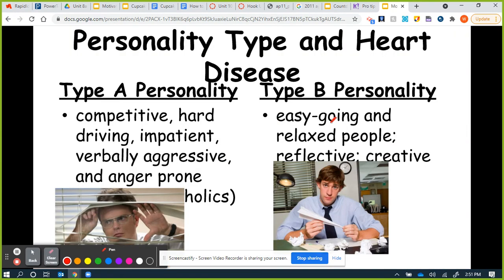Stress and personality types. Type A personality, more at risk for coronary heart disease. Okay, people with type A personality tend to be very competitive, workaholics. People with type B tend to be more laid back.